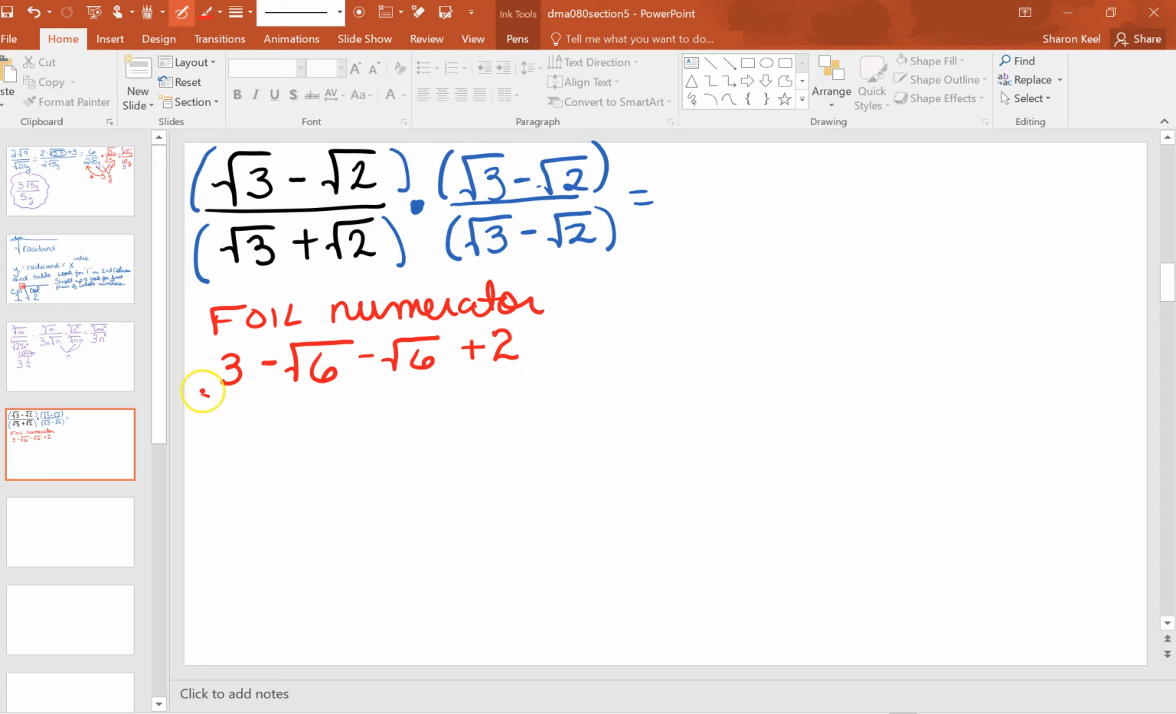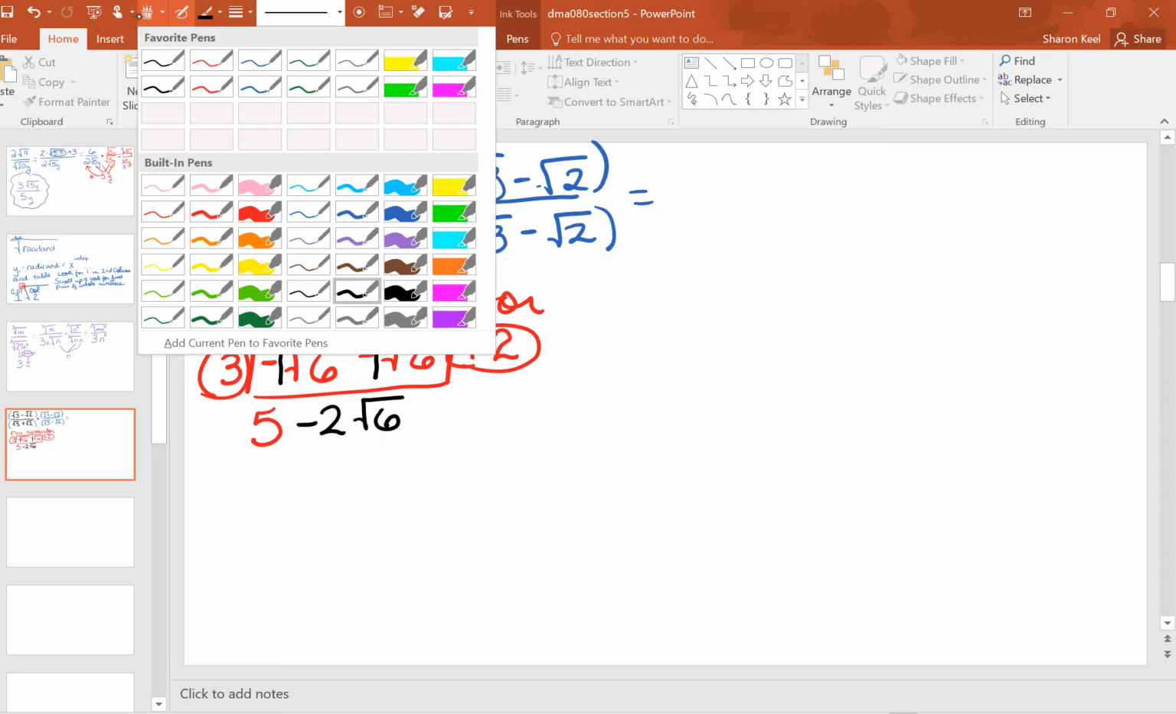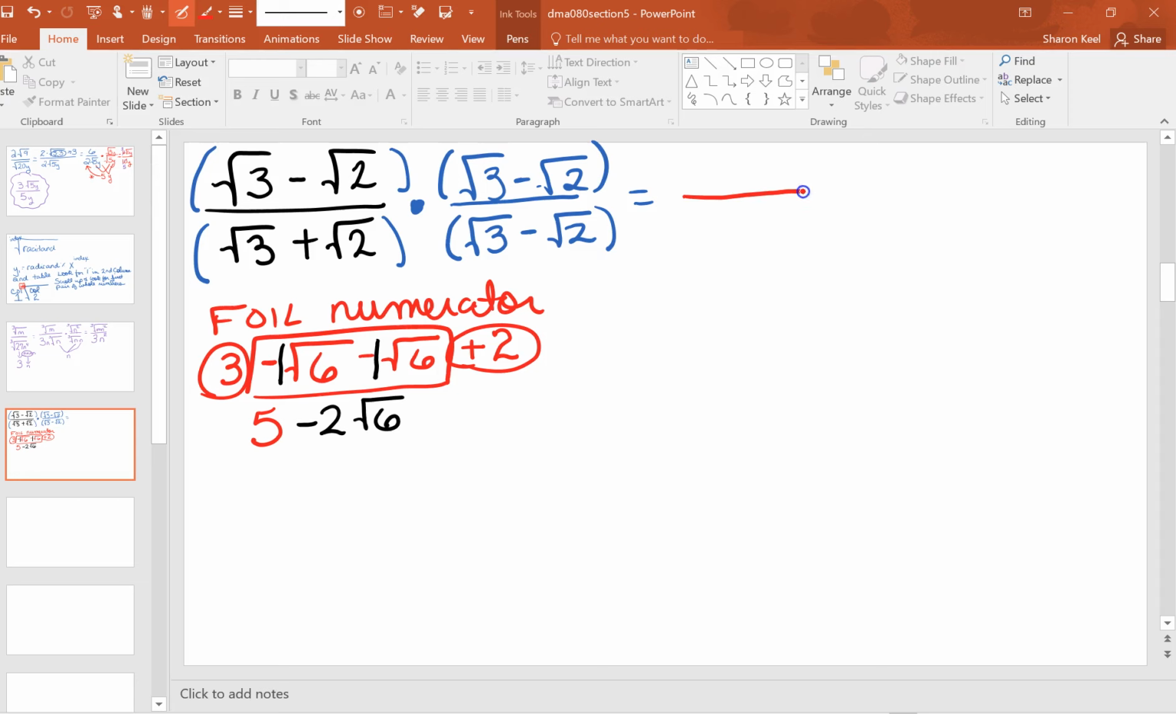Now I'm going to combine like terms. So 3 plus 2 is going to give me 5. And when I combine these two terms, pay close attention because I want you to notice this is a minus 1 square root 6 and another minus 1 square root 6. Negative 1 minus 1 is negative 2 square root 6. So for my whole numerator that I'm going to put on top here is going to be 5 minus 2 square root 6.